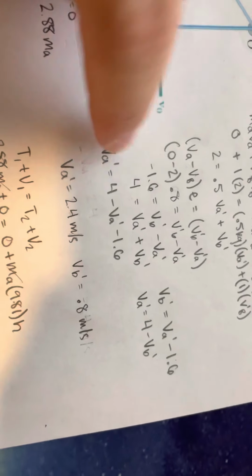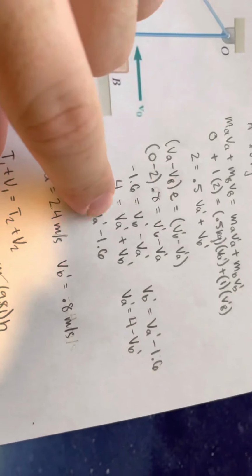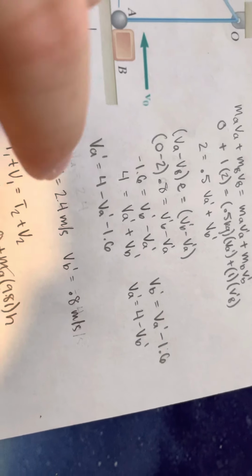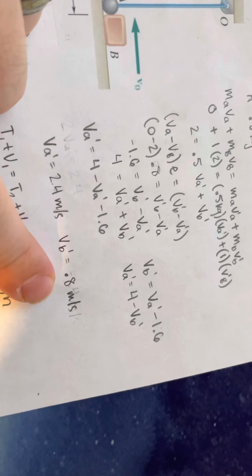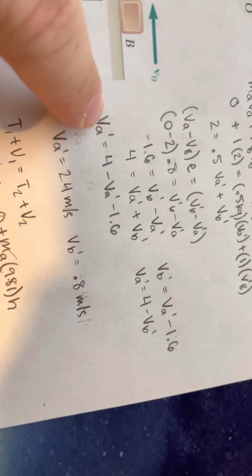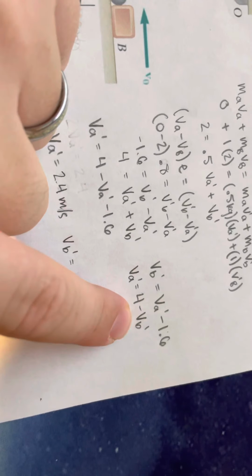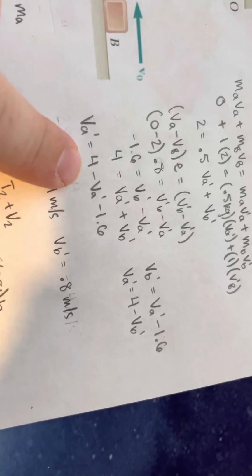This is where I didn't understand. When I'd get this, I checked the solutions manual and online solutions manual, and they both have it the same way, which is not the way I was getting it. They got 2.4 meters per second and then 0.8. Well, if you do it based off of this, VA prime equals 4 minus your VB. Well, your VB equals VA prime minus 1.6.